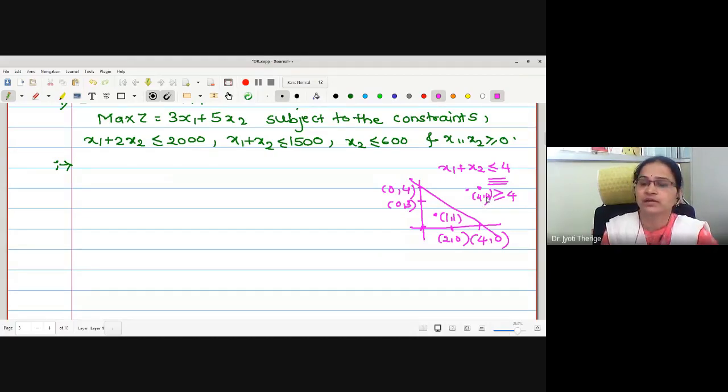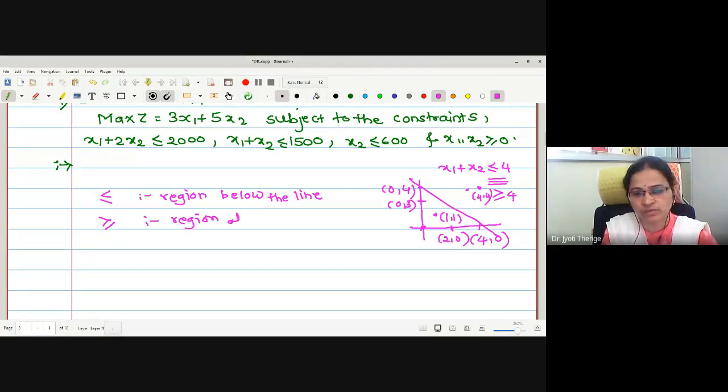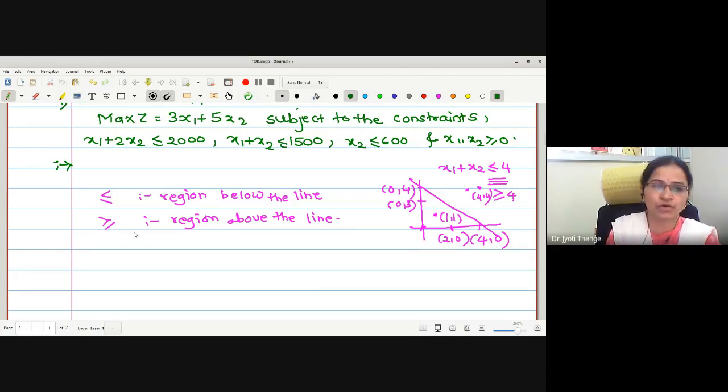Okay. Therefore, whenever the inequality is less equal type, the region below the line will be selected. Whenever it is greater equal type, the region above the line will be selected. Okay, a simple reason behind this concept. Now let me just draw these lines first, and we will go for plotting the graph as well.